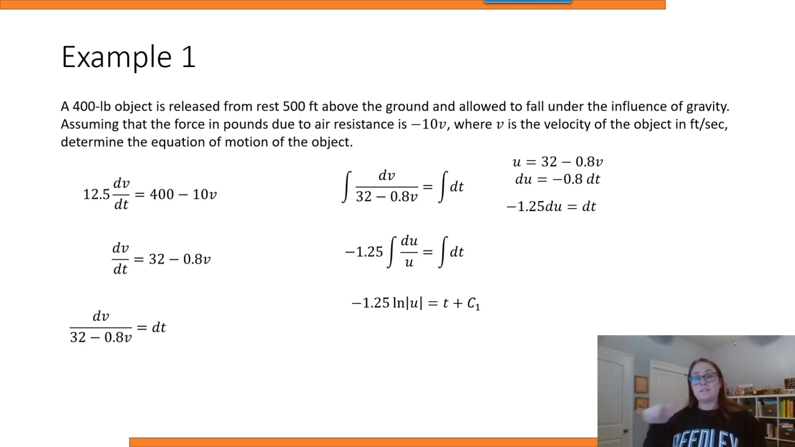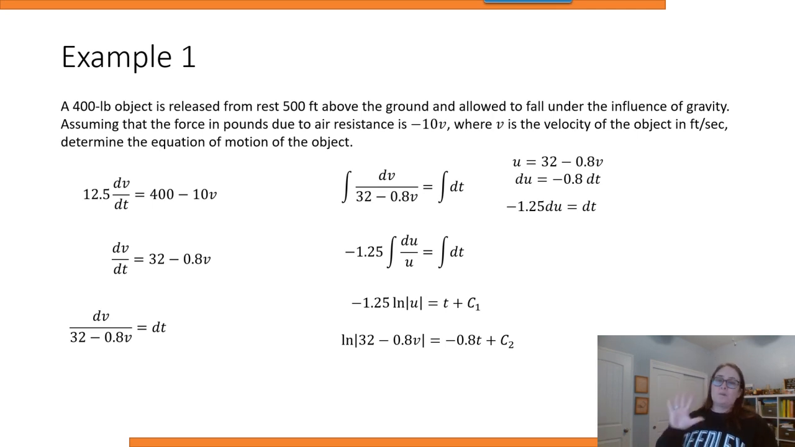So this c1 is accounting for both constants for both integrals that we integrated, and we just throw it on the right side. And it is going to change, so I'm calling it c1. As I start folding more values into it, it changes with each step. Okay, so I need to plug my v back in place of the u, and I'm going to divide by the negative 1.25. Okay, so I end up with natural log of absolute value of 32 minus 0.8v on the left, and negative 0.8t plus c2 now on the right side. I changed the name of the constant because I divided it by negative 1.25.